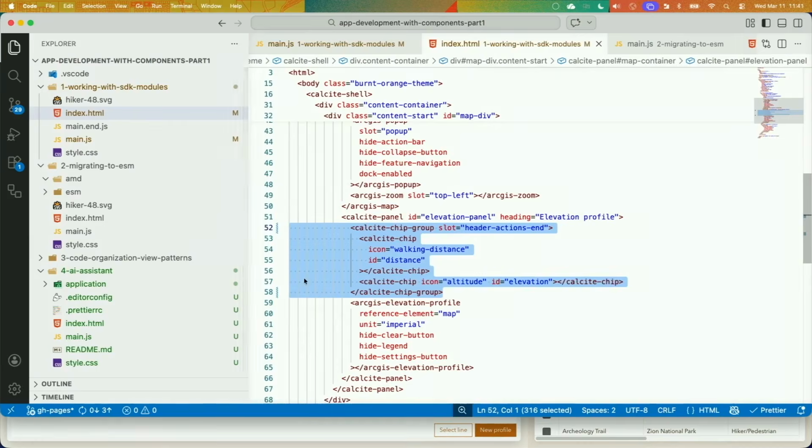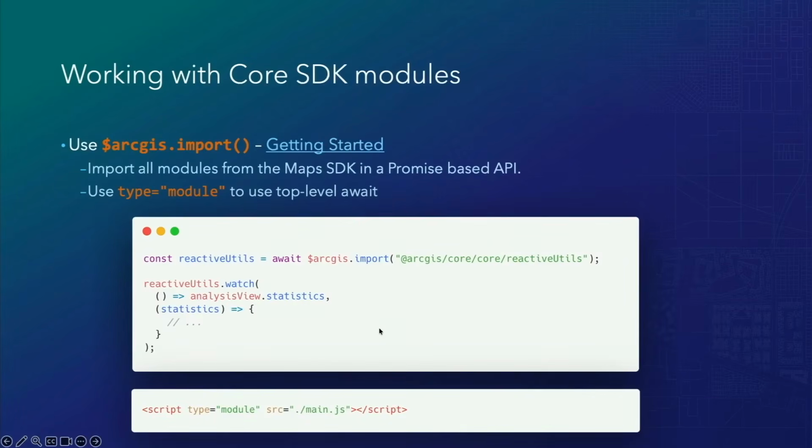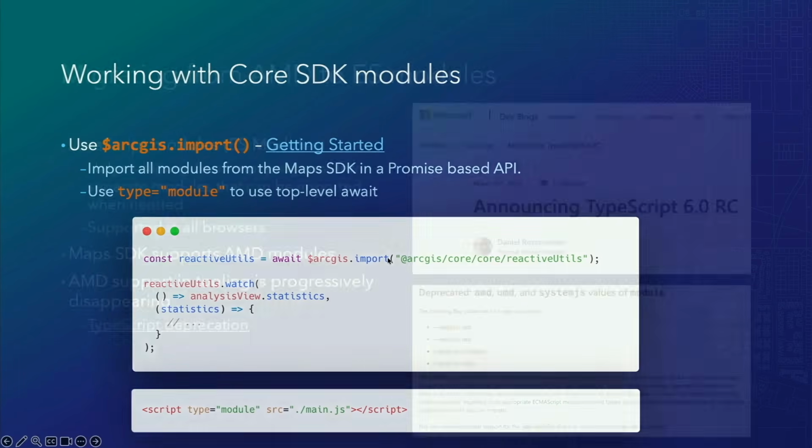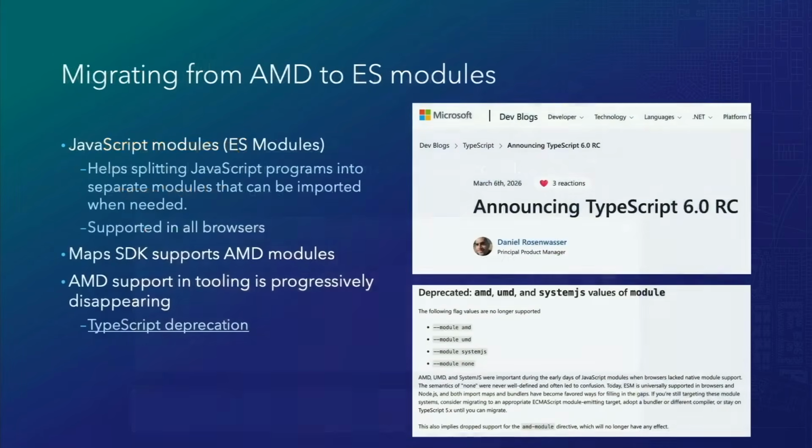Okay, so if you have been using the SDK for a long time, you may be wondering why we are using $ArcGIS import and why we are not using require. So $ArcGIS import is just a wrapper around require at the moment. So under the hood, it will use require and AMD.